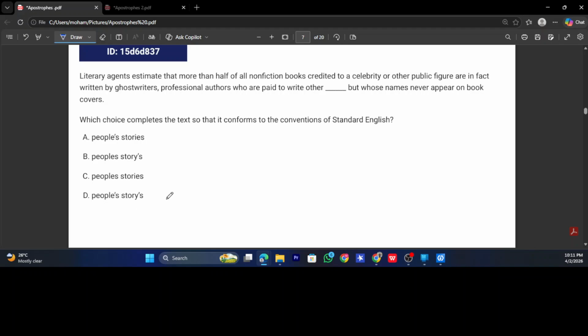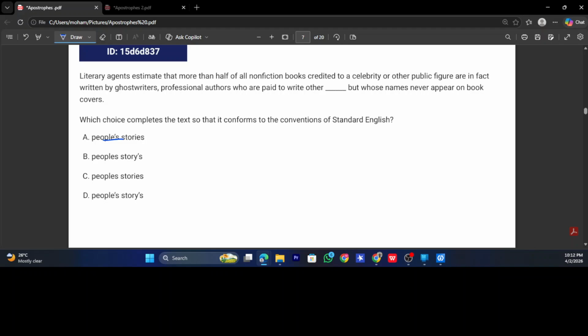Okay, try to solve this. So the people's stories. So C is the correct answer. The plural possessive noun people's and the plural noun stories correctly indicate that there are multiple stories from multiple people.